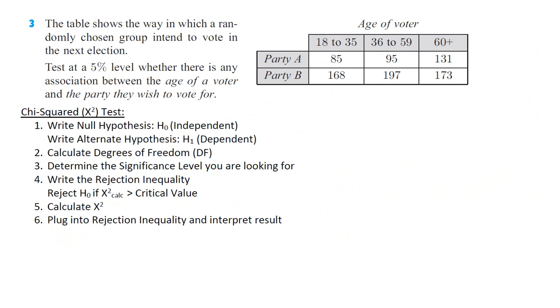Number 3 here. Table shows the way in which randomly chosen group intend to vote in the next election. Test at a 5% level whether there is any association between the age of a voter and the party that they wish to vote for. Okay, so just in the interest of time, when you actually go through and do this, you'll want to write the null hypothesis and alternate hypothesis. I'm just going to pause and write those down really quick.